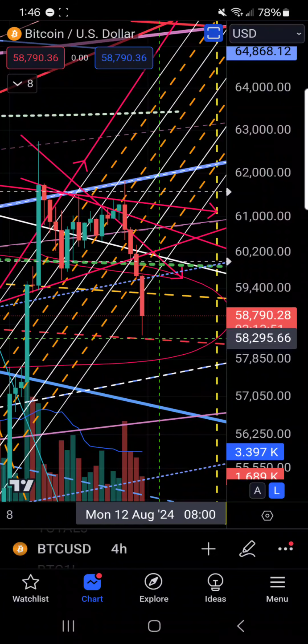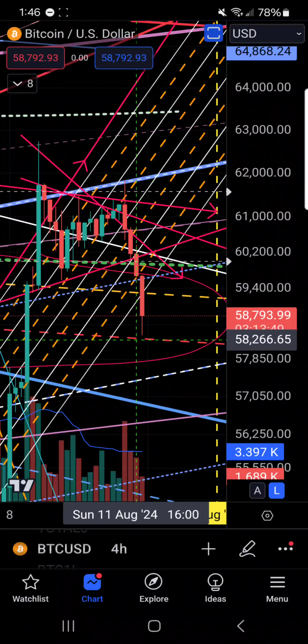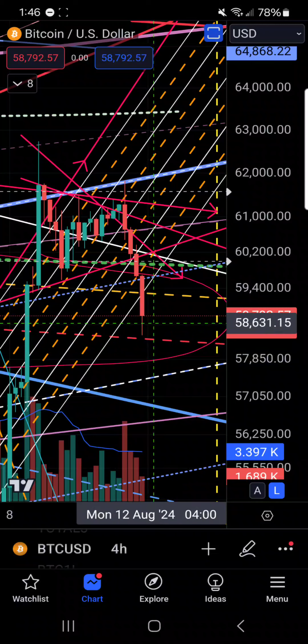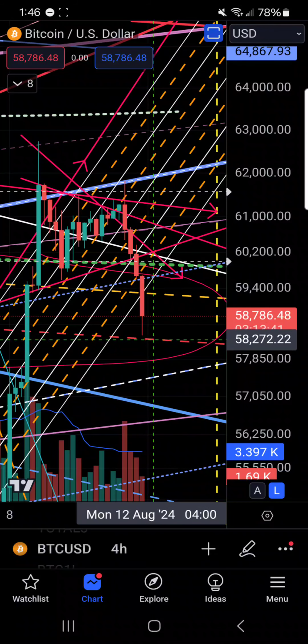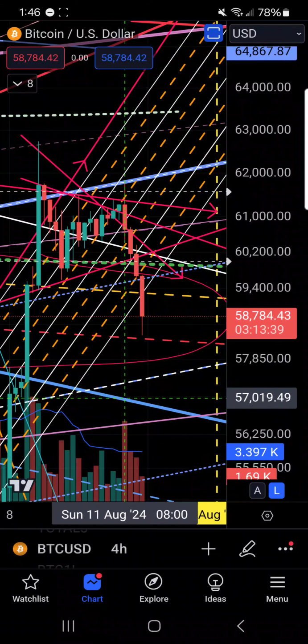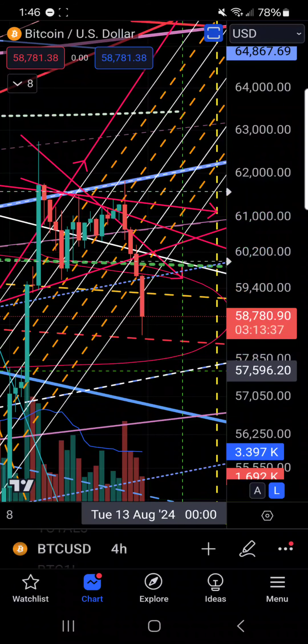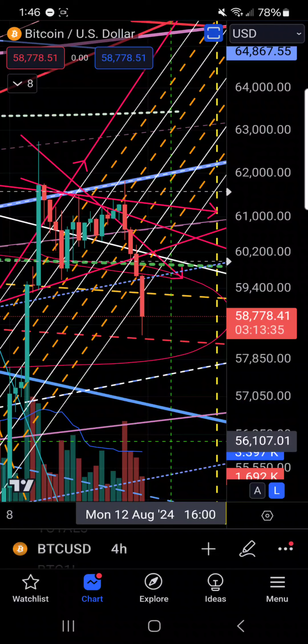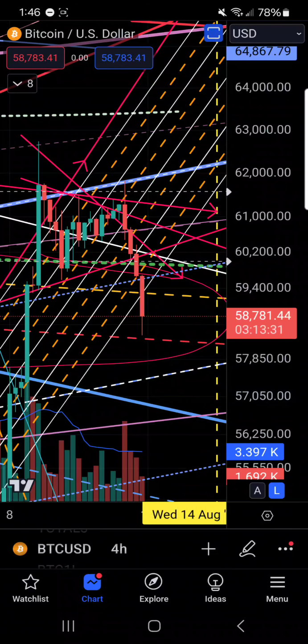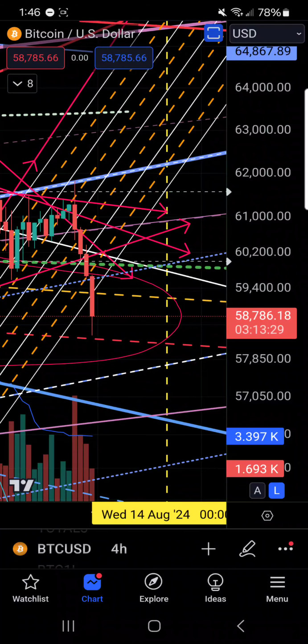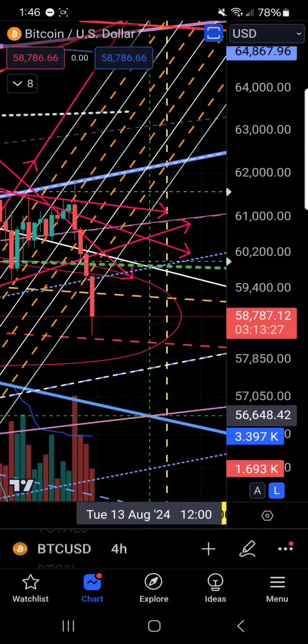Now, so we have held this thus far. That doesn't mean we're going to. These are 4-hour candles. We could still come down to this line, this blue and yellow line, which is the center of one of our blue parallel channels. It's very possible. And where I was thinking we would come down to on Tuesday morning is right here.